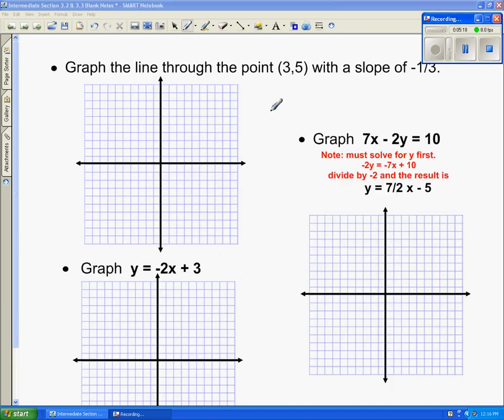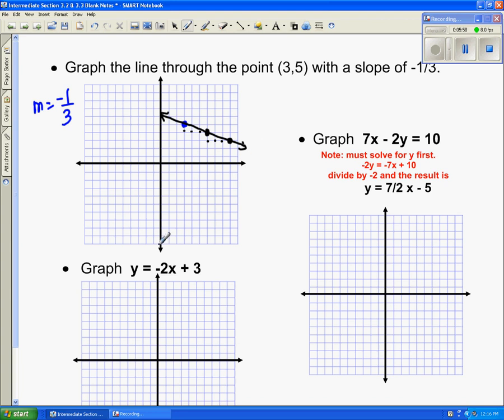Next, they ask us to graph the line through the point (3, 5) with the slope of -1/3. So I go to the ordered pair (3, 5), which is over 3, and then up 5, is here. If the slope is -1/3, it's going to be down 1, right 3. So from that point, I'm going to go down 1, right 1, 2, 3. Down 1, right 1, 2, 3. Then I'm going to graph a line through it.